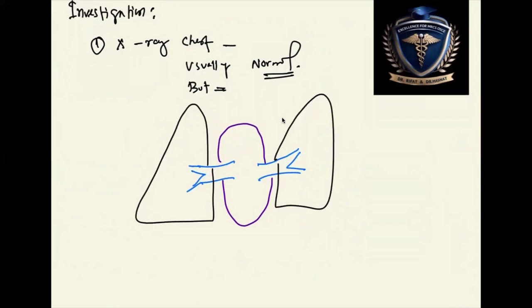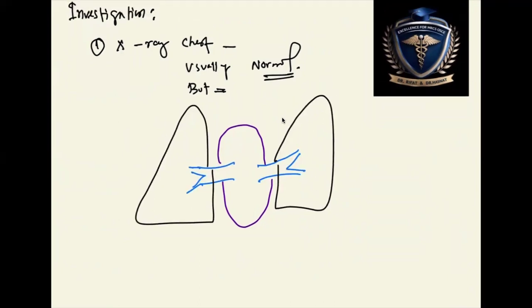So what are the X-ray findings you look for? At first, the commonest finding, look at the pulmonary vasculature. There will be an enlarged or dilated pulmonary artery. Tell me why the pulmonary artery is dilated? Pressure, increased pressure. Exactly, due to increased pressure.